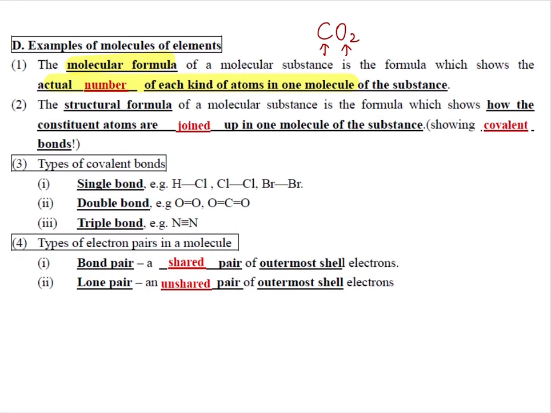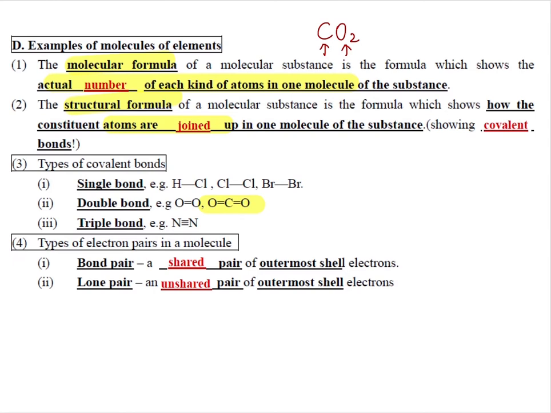And then structural formula. Structural formula shows how the atoms are joined up together. So, for example, for carbon dioxide, the molecular formula is CO2. However, the structural formula will be like this: O double bond C double bond O. So, it shows that the atom O is linked up with carbon by double bond, okay, for the structural formula.